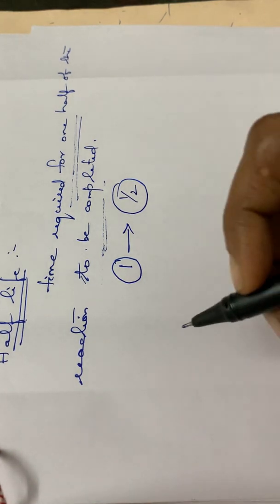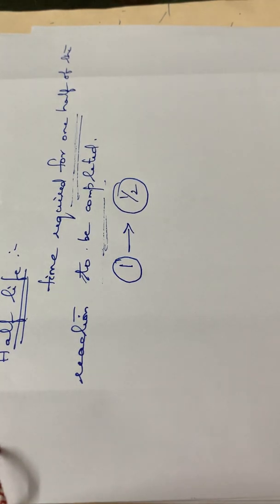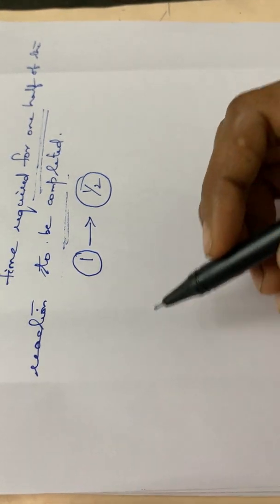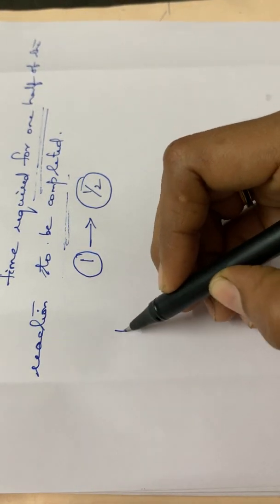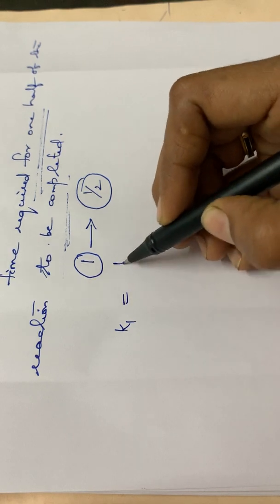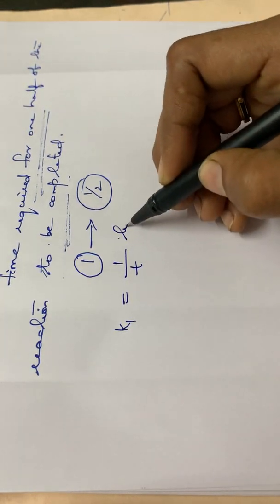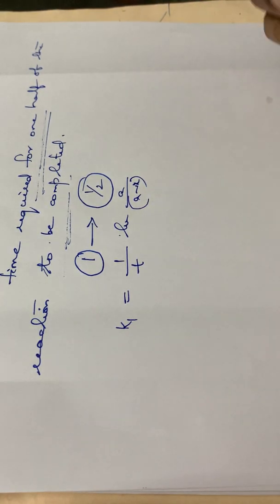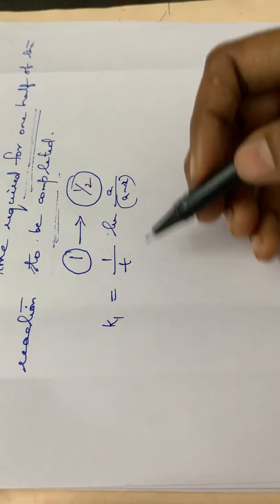Then you have to go through the half-life for a first order reaction. This half-life is not mentioned in your syllabus, but sometimes it might be asked since it is an important one, so that is why I am taking this also. Just one or two points are there. For a first order reaction, what about the rate expression? K1 is equal to 1 by T into ln A divided by A minus X, isn't it? So you have to substitute in this equation.